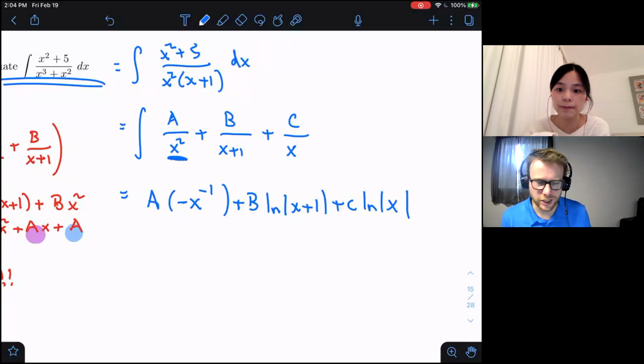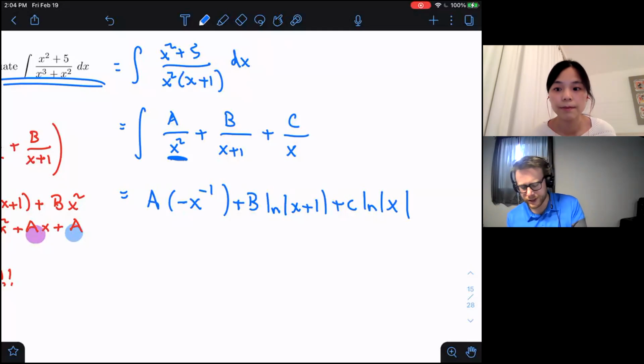plus a constant of integration, but I'm currently using c for something else. Let me go ahead and use k, I suppose, for a constant of integration. This sometimes gets used in Calc 3.